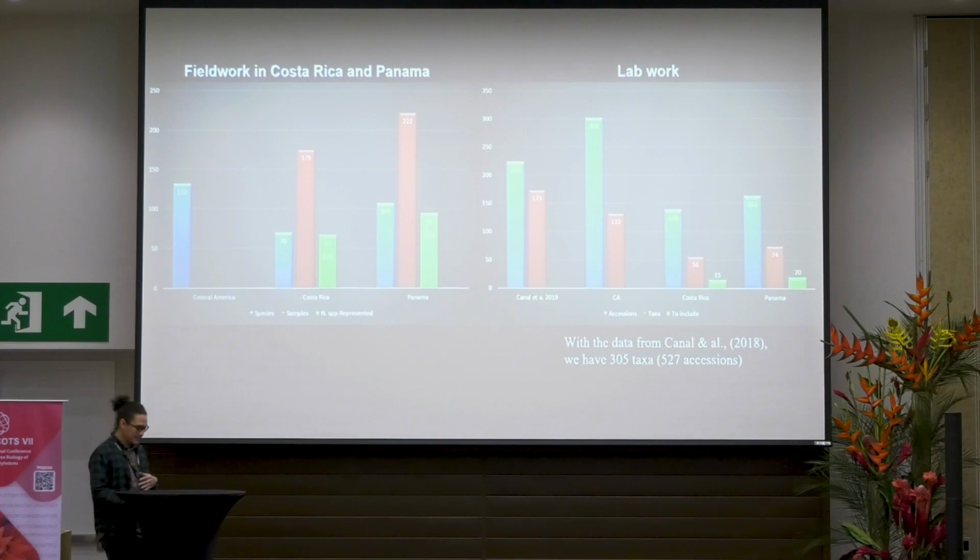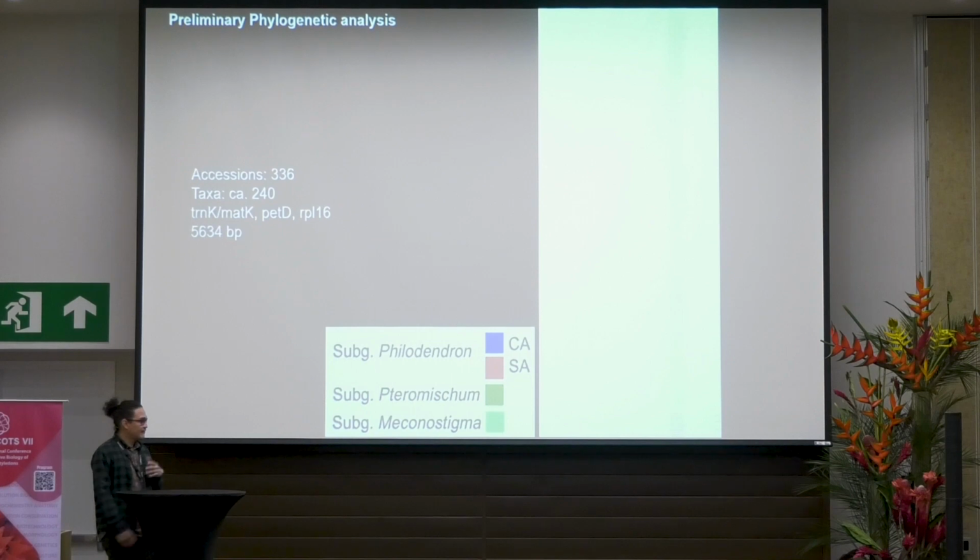Respecting the lab work, in the last paper by Canal, they included 224 accessions representing 173 taxa. Right now we are going to include 302 more accessions representing 132 taxa. Combined with Canal, we have 527 accessions. And this is the first phylogenetic tree with Central American species with these 3 markers.